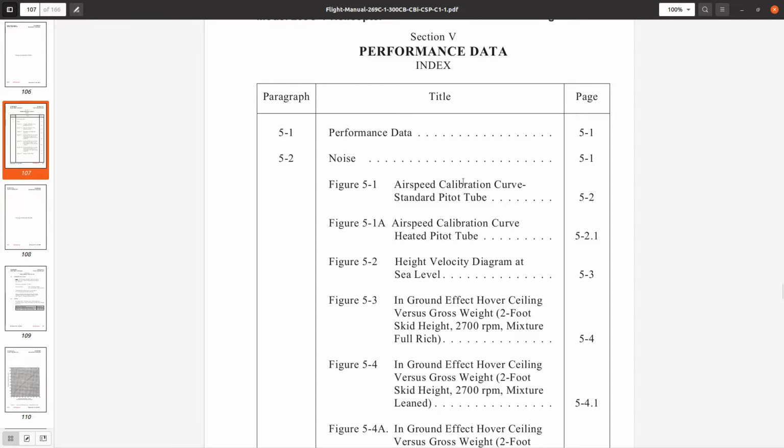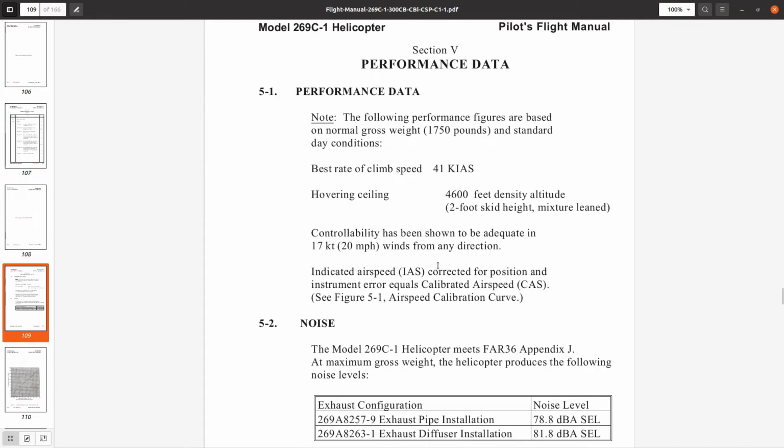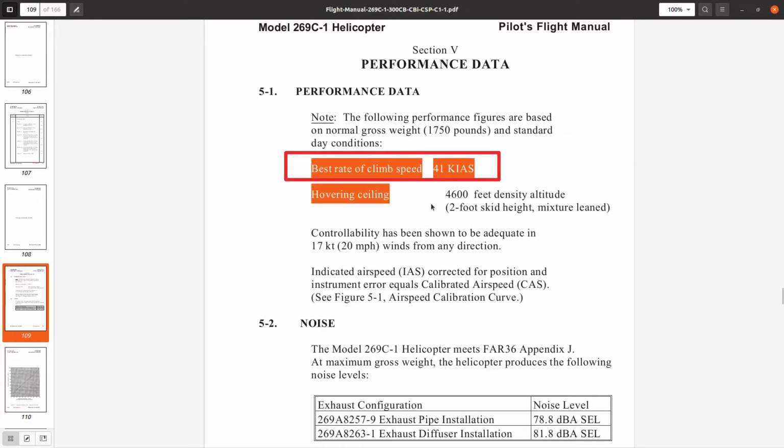Without any further ado, let's have a look at the performance section from the Schweizer S300 CBi manual. They have a little index telling you what's in this chapter, and they go right into it. They tell you things like, if you want to climb, your best rate of climb speed in the Schweizer is 41 knots indicated airspeed. Now, you might say, hey, if I look at the height velocity diagram, it doesn't say climb out at 41 knots. And the reason for that is very simple.